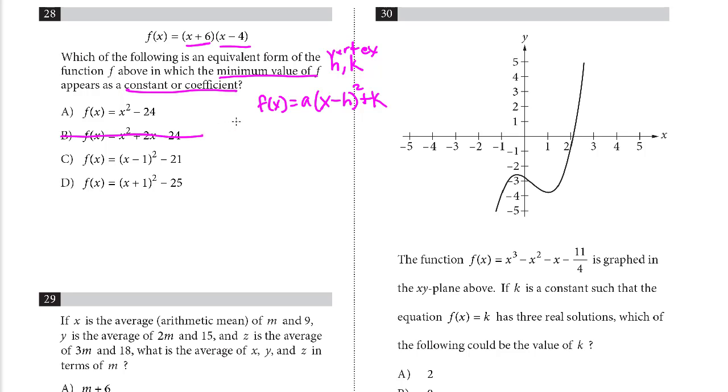B is going to be out. That's a standard form quadratic. Now, how do I figure out which one? Well, I notice it's either x minus 0, x minus 1, or x plus 1. So I want to find that h value, which is the axis of symmetry.